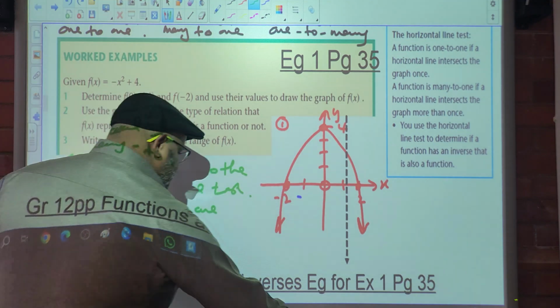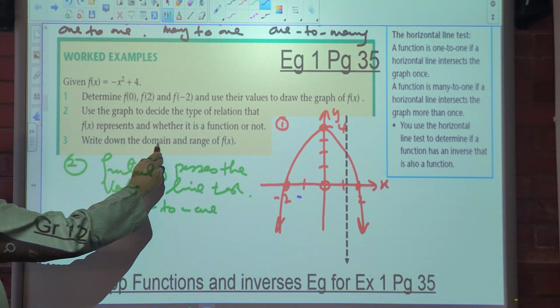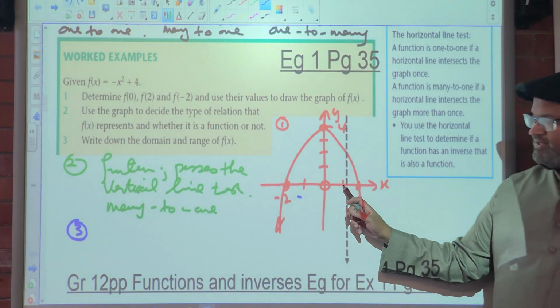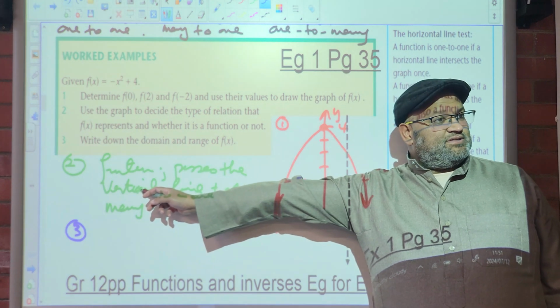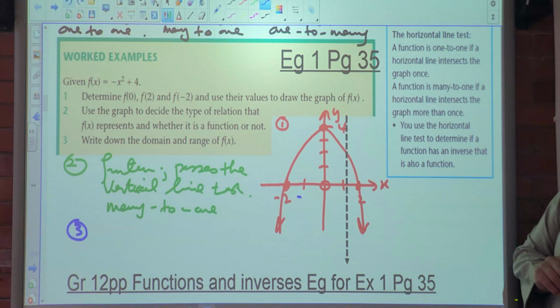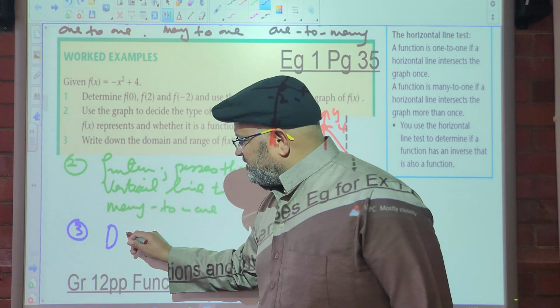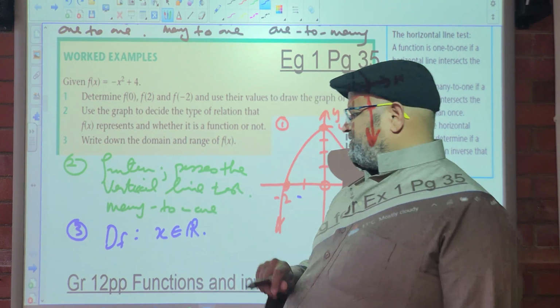In number 3, the question says, write down the domain and the range of f of x. People, what do we know about this domain? This graph is going all the way to negative infinity, and it's going all the way to positive infinity. So what does that mean? So the domain of f, we say x is an element of all real numbers.